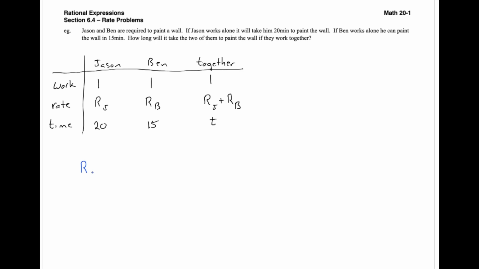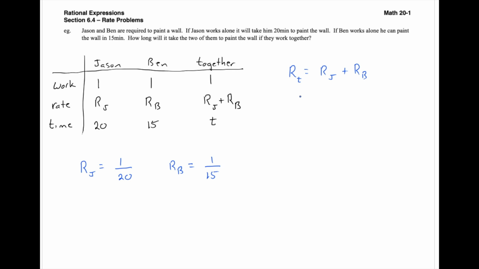Now a couple of these rates we can put together. The rate that Jason is doing the wall, remember, your rate is just the work being done over the time. Jason can do 1 wall in 20 minutes, and the rate that Ben is doing the wall is 1 wall in 15 minutes. So we can come up with those rates. The rate at which they work together is just going to be the rate at which Jason works plus the rate at which Ben works.